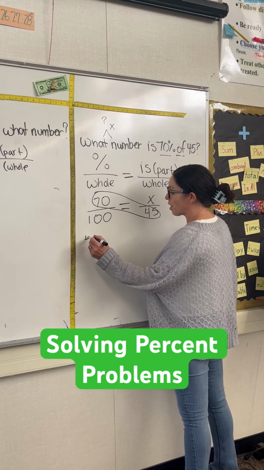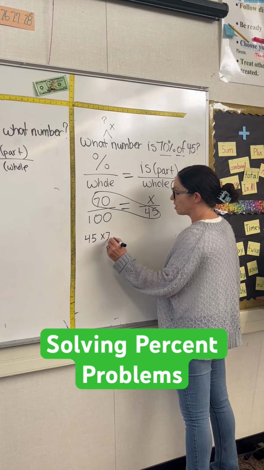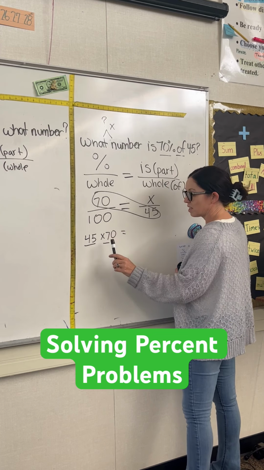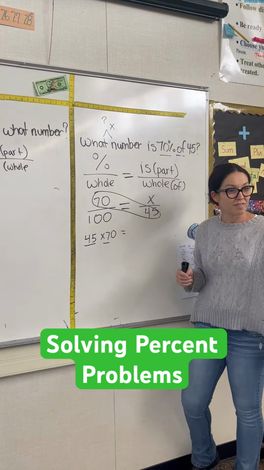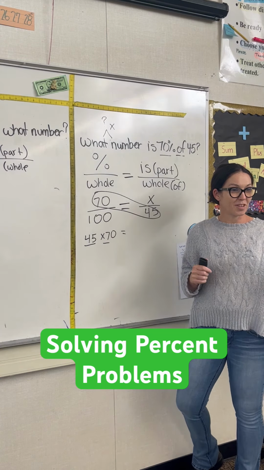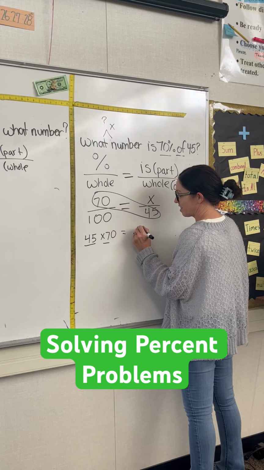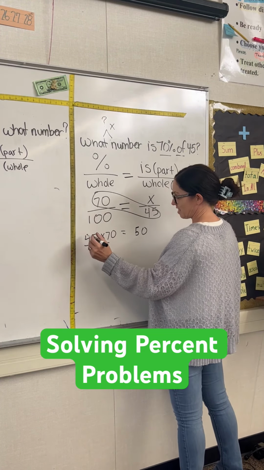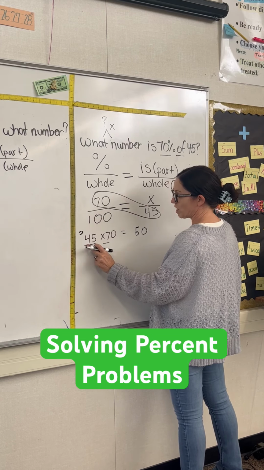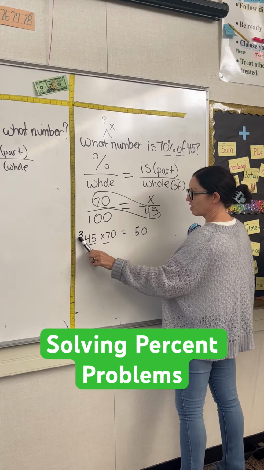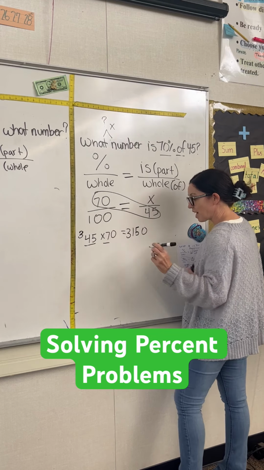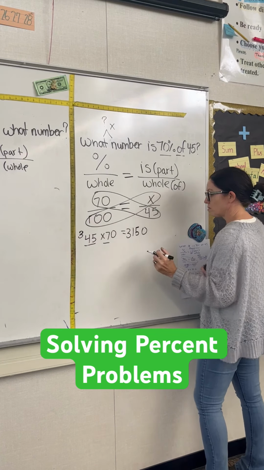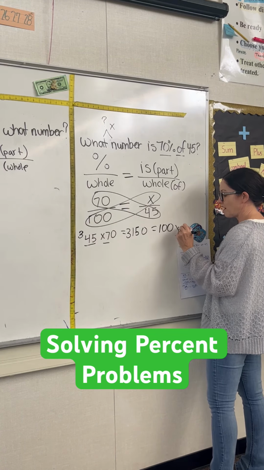So we'll go ahead and multiply 45 times 70. I'll multiply my base here, 45 times 7. 7 times 5 is 35. 7 times 4 is 28 plus 3, which gives 3,150. And then we'll multiply the other side, which equals 100x.